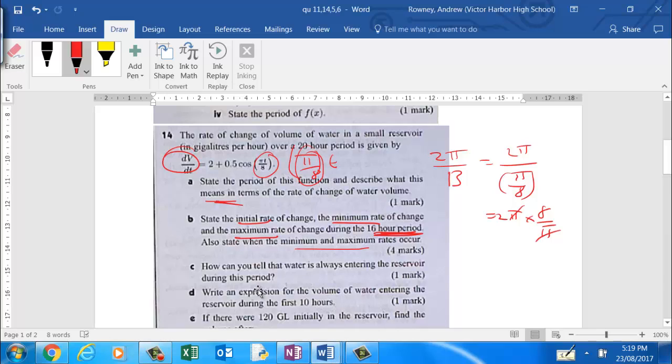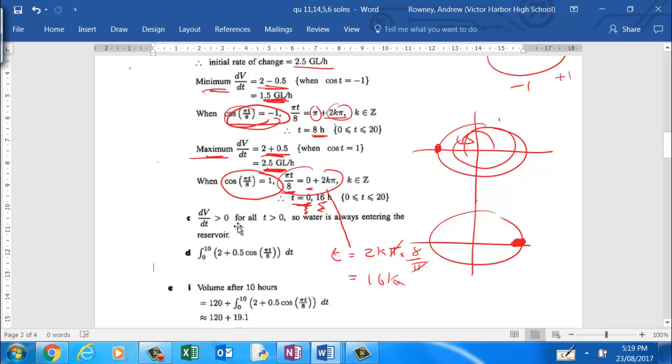Okay, and next one is, how can you tell the water is always entering the reservoir? So if you have a positive slope, then the function's always increasing. Because this is always positive, because cos ranges between -1 and +1, that means this whole thing will always be positive. So since it's positive, that means V is always increasing, so the volume is always getting more and more and more. It's just that the rate is changing in a cyclical manner. So for C, since the derivative is positive, then the water is always entering.